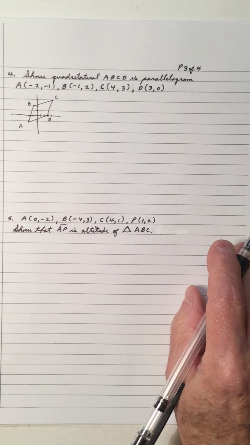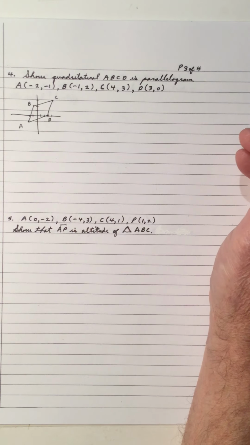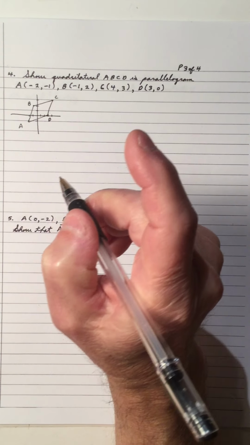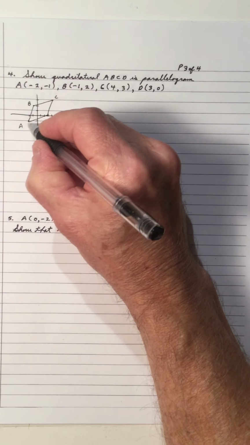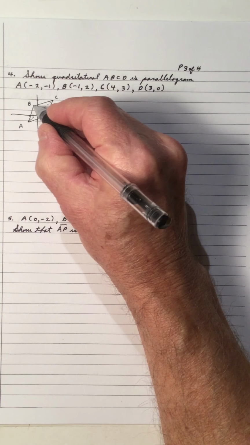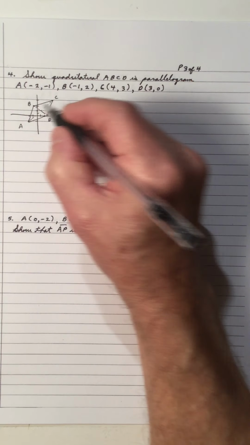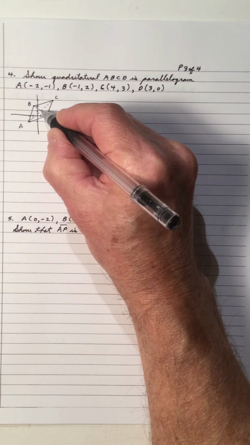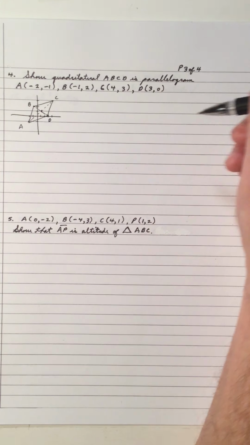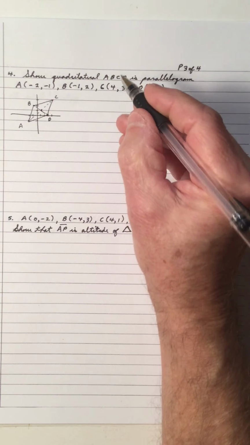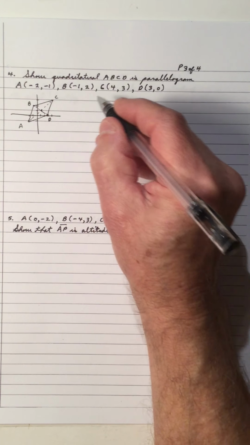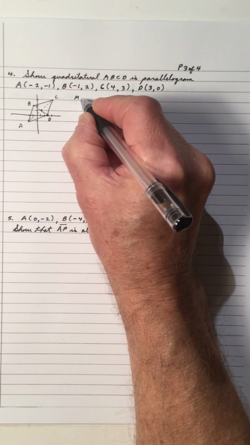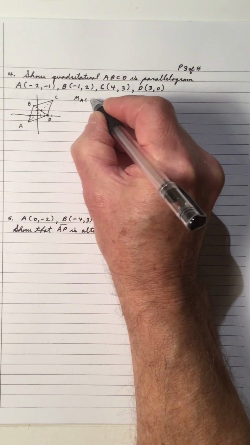makings of a parallelogram. Now there's a couple of ways to prove parallelograms, or many ways. One of the fastest ways to do it is to draw your diagonals. If you draw your diagonals and you show that the two diagonals have the same midpoint, they bisect each other. And since they bisect each other, we have a parallelogram. So let's do it that way. That's the fastest way. So let's get the midpoint of the diagonal AC.